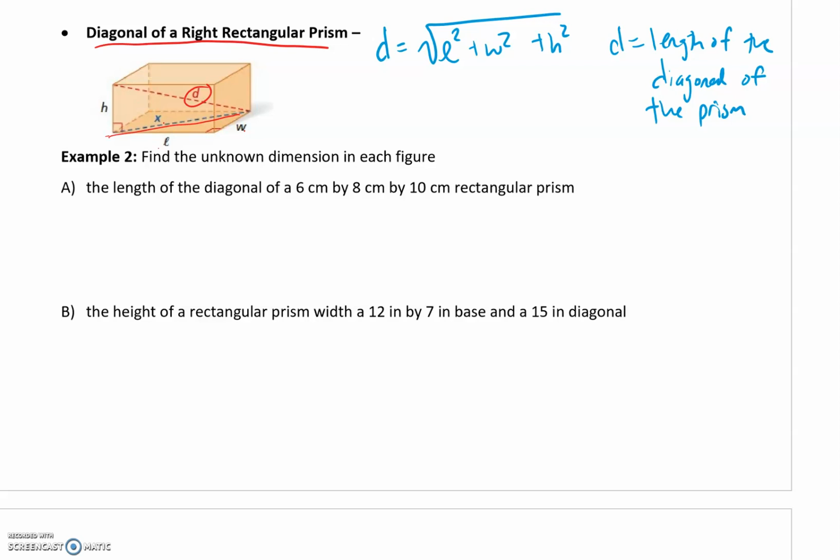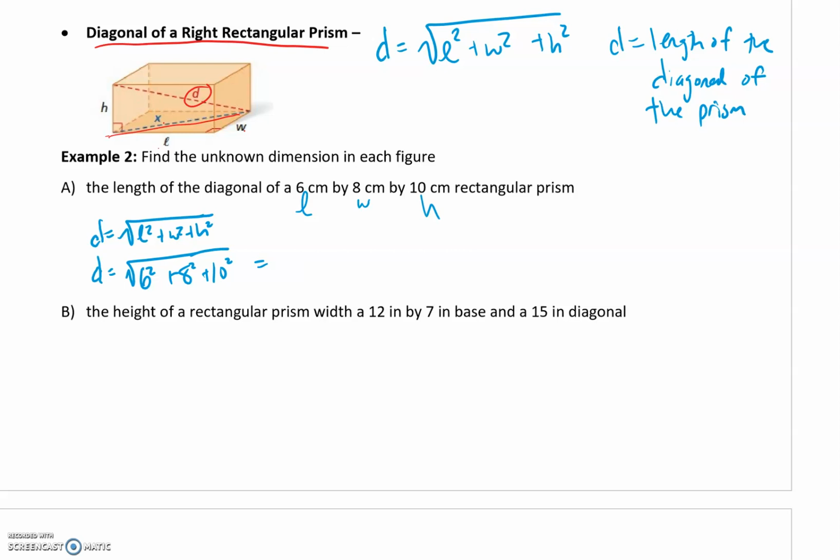And again, if you wanted to derive this, it's basically doing your Pythagorean theorem twice, which is kind of cool. So if we look at example 2a, we want to find the length of the diagonal of a 6 by 8 by 10 rectangular prism. So we have a length, a width, and a height. Pretty straightforward. As always, if you're working with a formula, I encourage you to write the formula down first and then plug in your numbers. So the diagonal in this particular problem is going to be the square root of 6 squared plus 8 squared plus 10 squared, right? And then we can go ahead and simplify that.